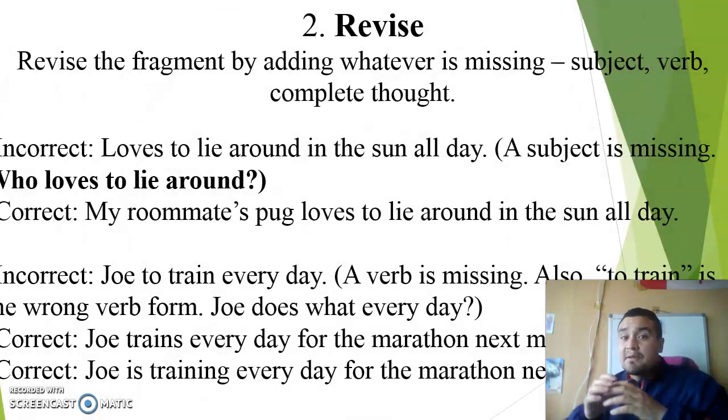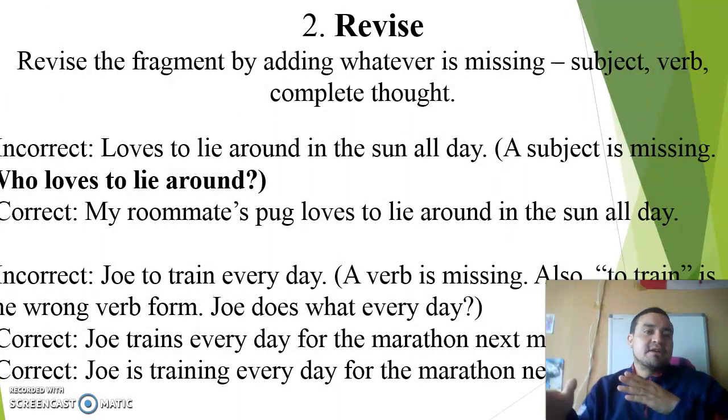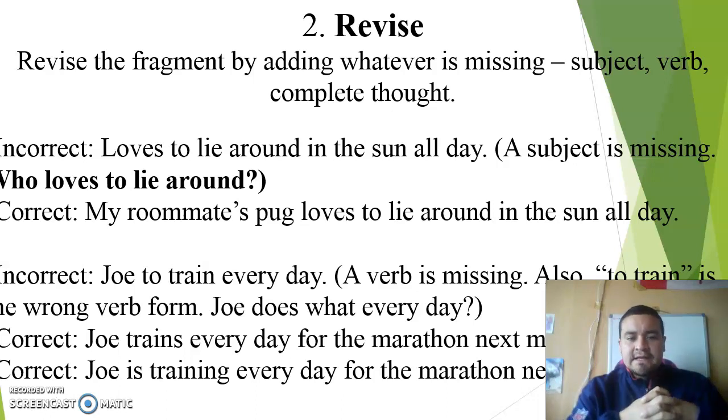Revise. Revise the fragment by adding whatever is missing: a subject, a verb, a complete thought. An incorrect example: "Loves to lie around in the sun all day." The subject is missing. Who loves to be lying around? The correct form is, "My roommate's pug loves to lie around in the sun all day." So we have the subject there.